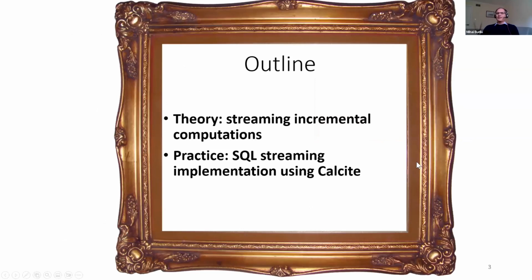All right, so this talk has two parts. The first part is a theoretical part, and it's relatively simple as theory goes. It's much simpler than the relational algebra. But once you have the theory, it's very easy to build on top of it. And we built a full implementation using Calcite, which I plan to describe in the second part of the talk.